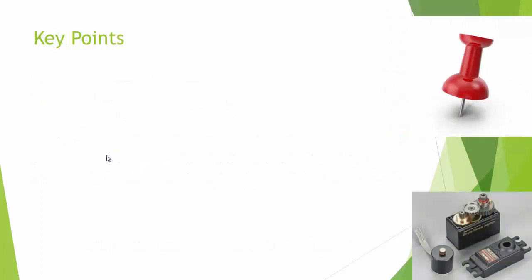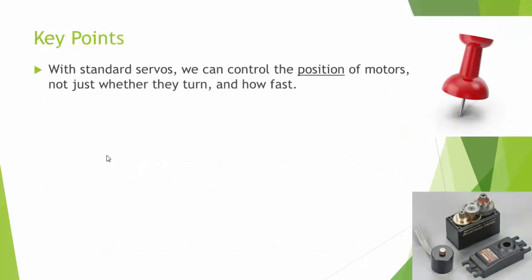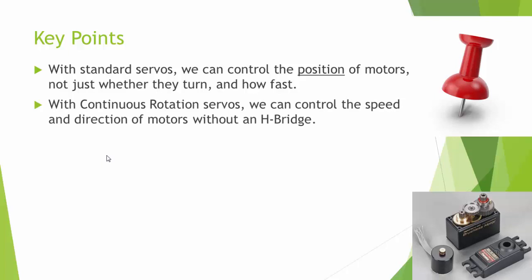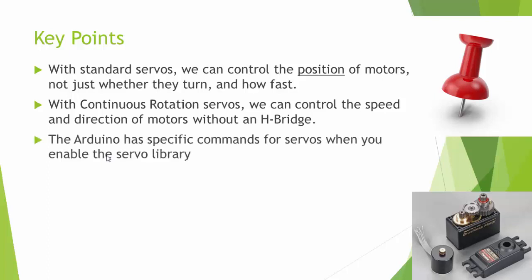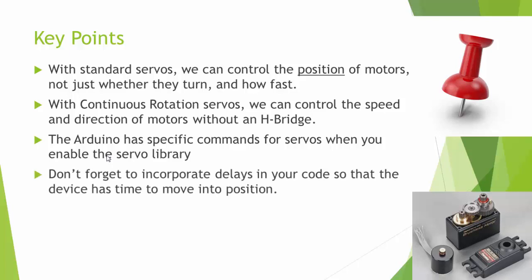Okay, so that's enough then for today, I think. The key points: with standard servos, we can control the position of motors, not just whether they turn, but how fast. With continuous rotation servos, we can control the speed and direction of motors without needing an H-bridge or flyback diodes. The Arduino has specific commands for servos as long as we load that servo library as part of our setup phase. And don't forget to incorporate your delays in your code so your device has time to move into position.